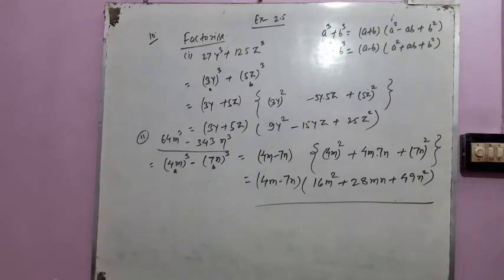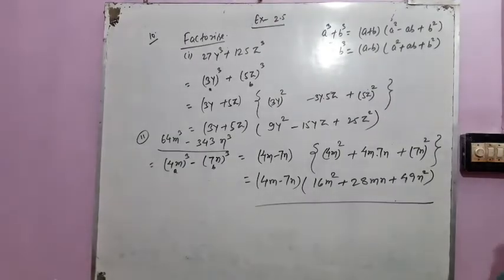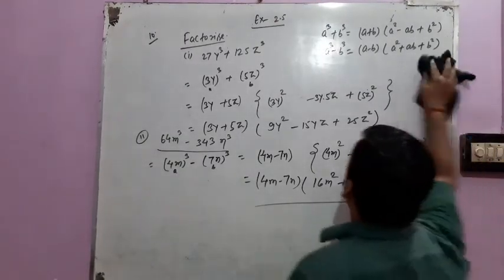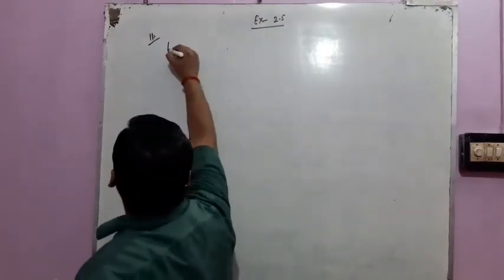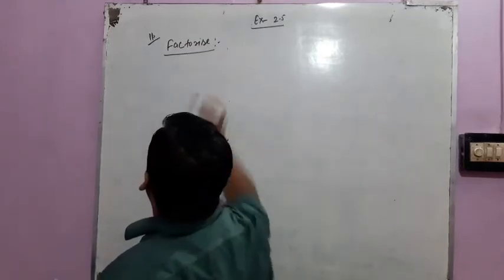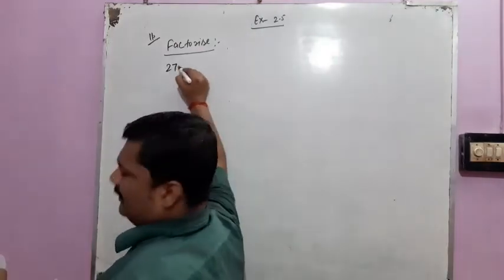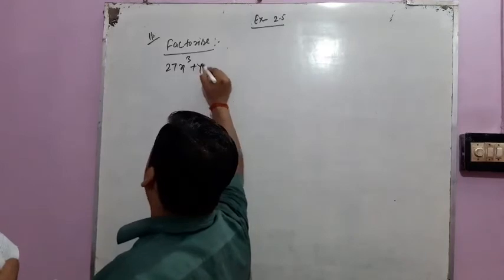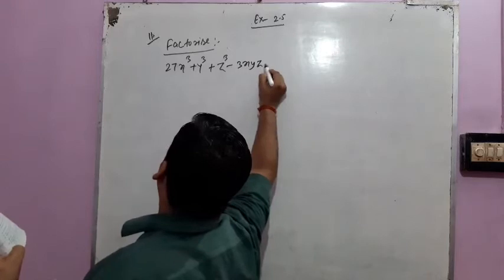Okay student, now the next question is 27x cube plus y cube plus z cube minus 9xyz, that we have to factorize here. But before that we are going to clean it. In question number 11 it is given to factorize, but before going to factorize this question, the question is here 27x cube plus y cube plus z cube minus 9xyz.